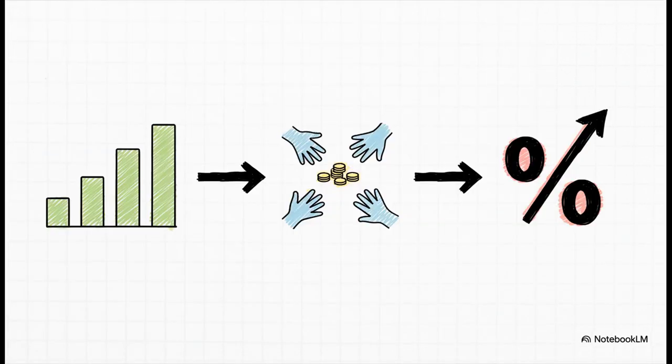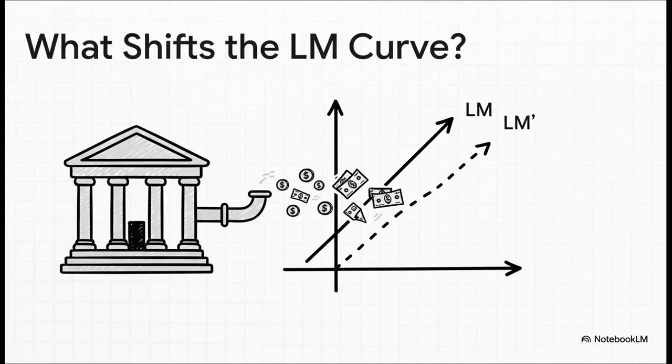So, check this out. Unlike the IS curve, the LM curve actually slopes upward. It makes sense when you think about it. As the economy grows and our incomes rise, we all need more cash for groceries, gas, you name it. And with a fixed supply of money out there, that higher demand makes it more expensive to borrow, pushing interest rates up.